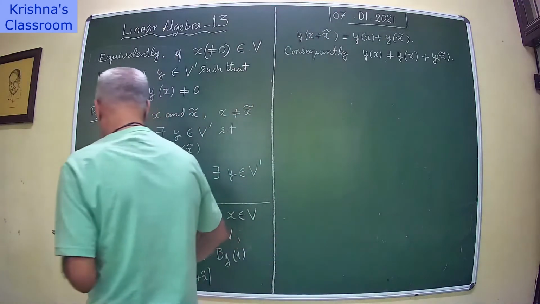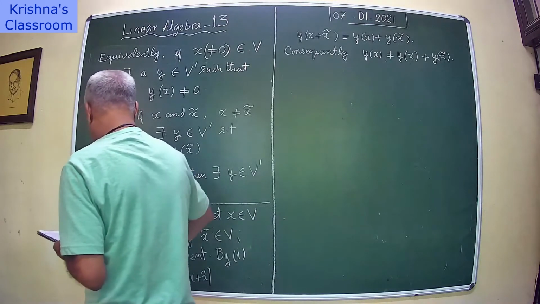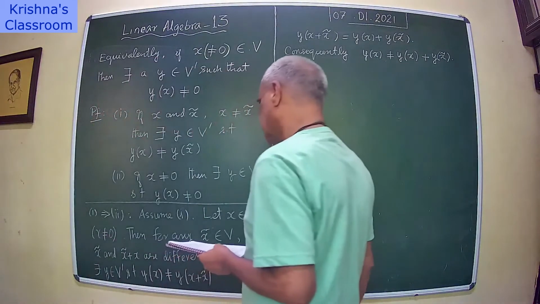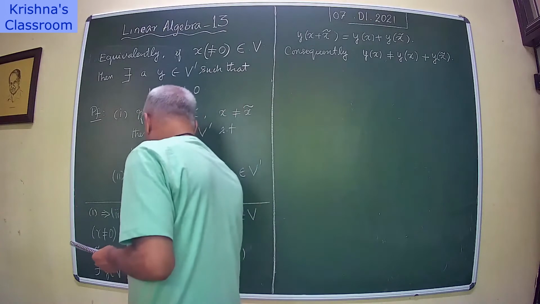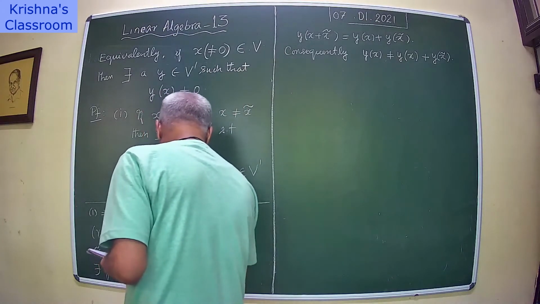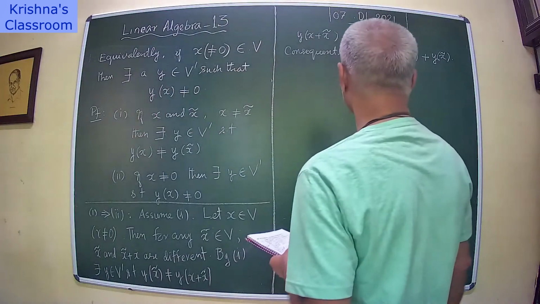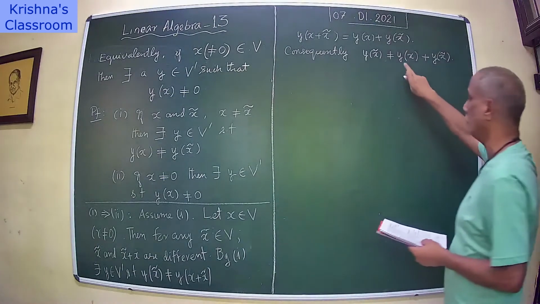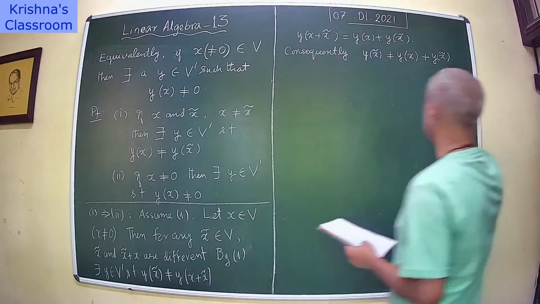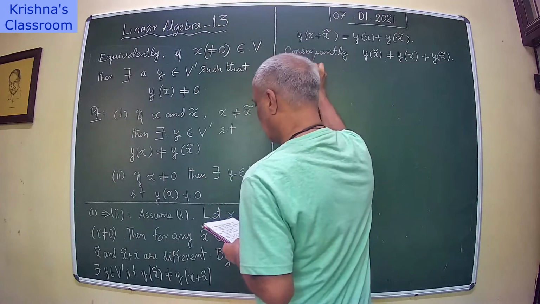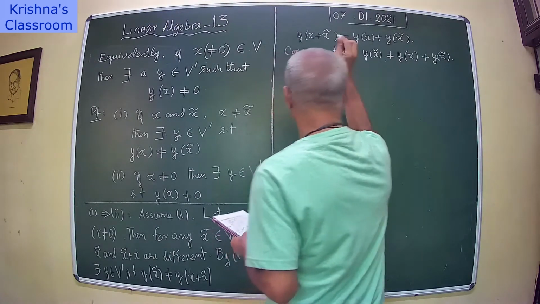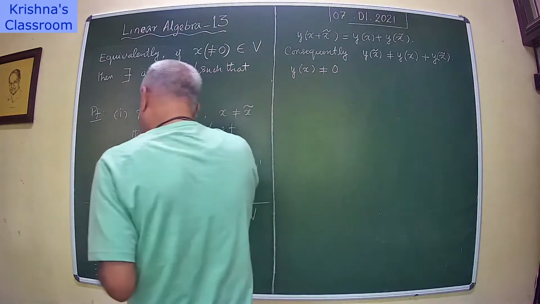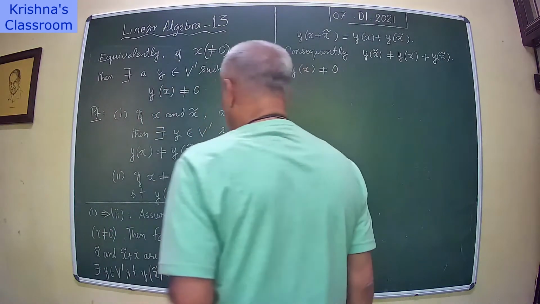let me put it this way. Then x tilde and x tilde plus x are different. Then we have y of x tilde is different from y of x plus x tilde. Therefore we get y of x tilde is different from y of x plus y of x tilde. That means y of x is not equal to 0. That completes the implication that 1 implies 2.